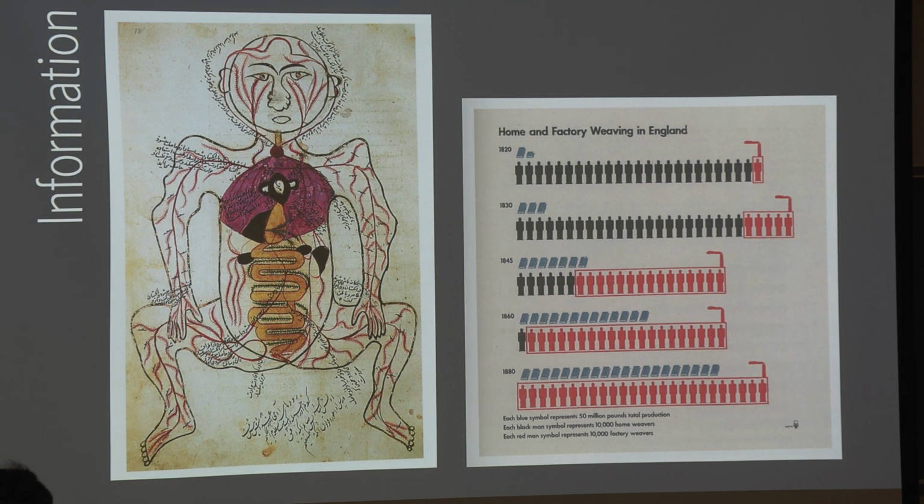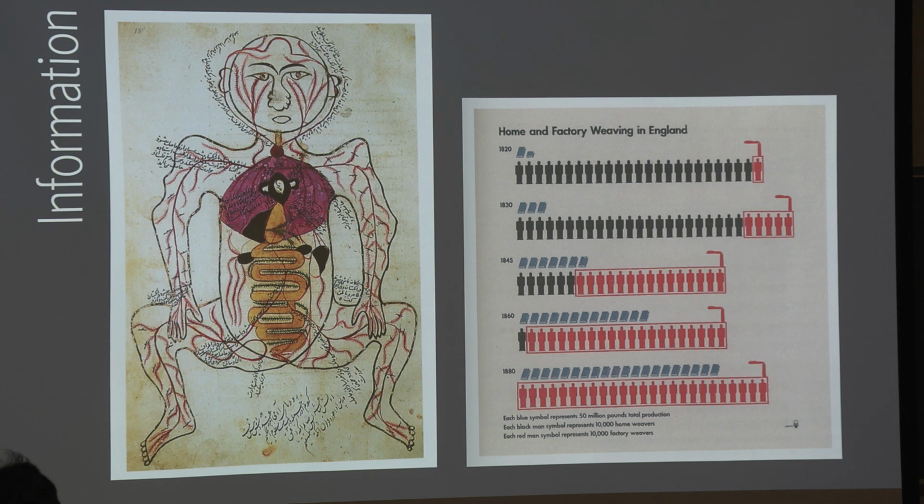Information and data visualization has an ancient history, as seen in this Islamic visualization of knowledge of the human body. This is from the 14th or early 15th century from the Middle East. On the right, the use of isotypes, small symbols, in charts, introduced by Otto and Marie Neurath in 1920s Austria. This chart shows the rise of factory-made cloth from 1820 to 1880.